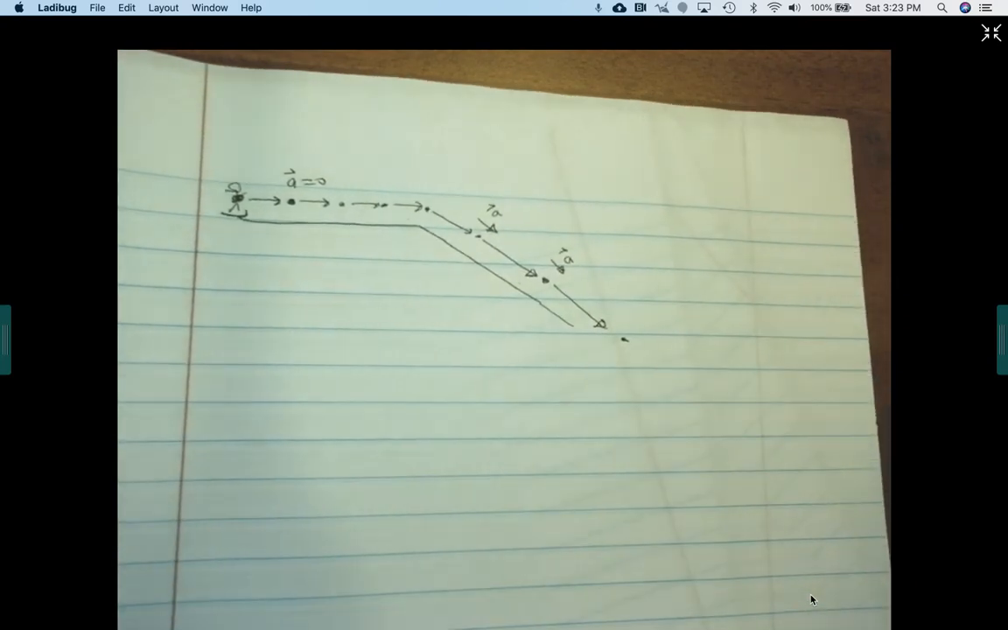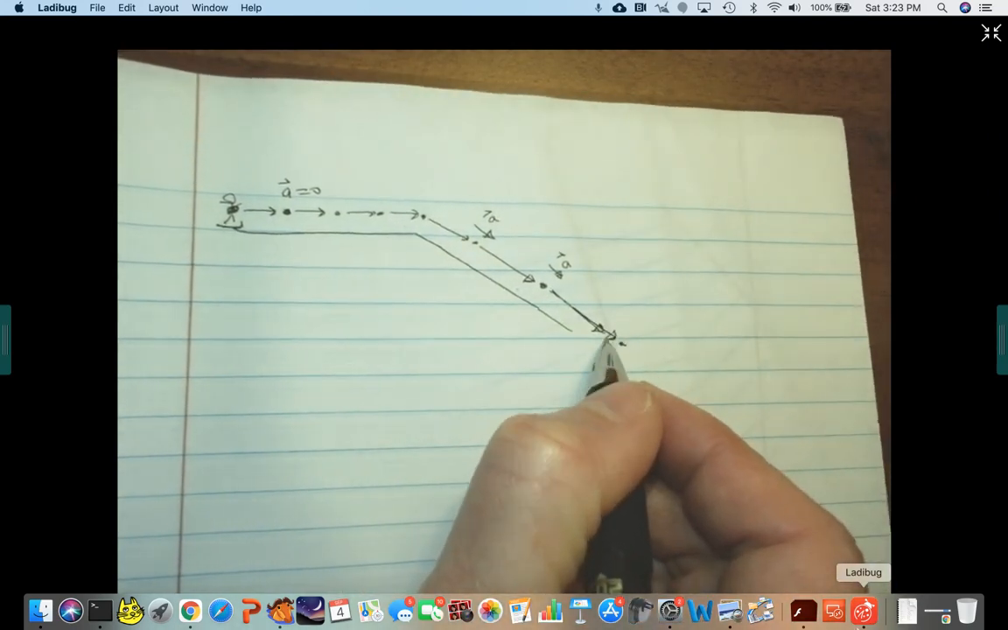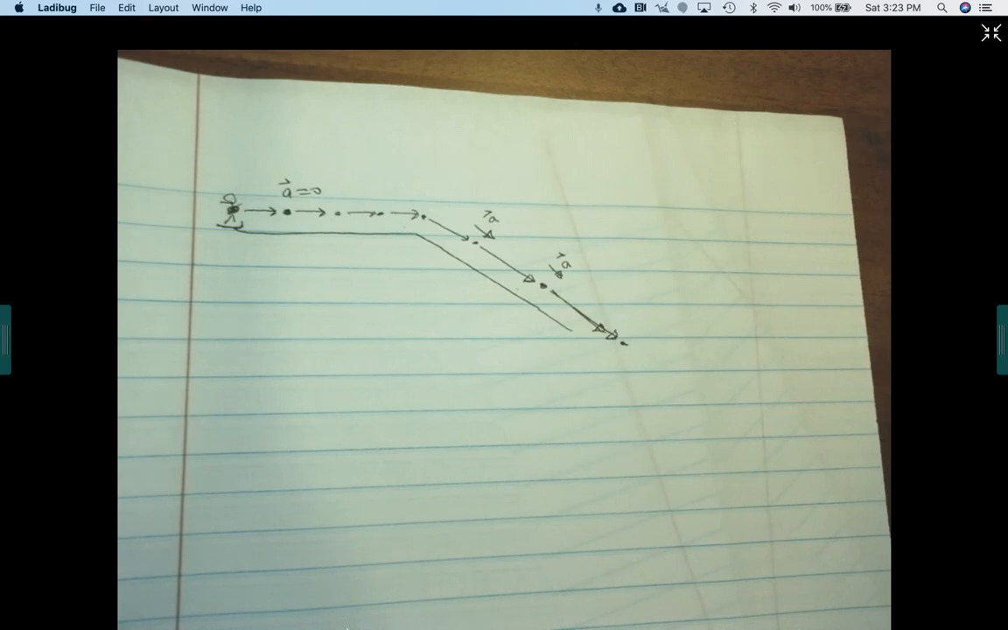Okay? So we're starting to develop a physical picture of what's happening there. I should draw that a little better, sorry. Okay, back to the slides.